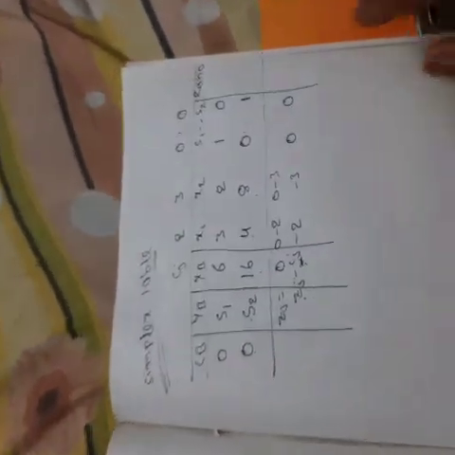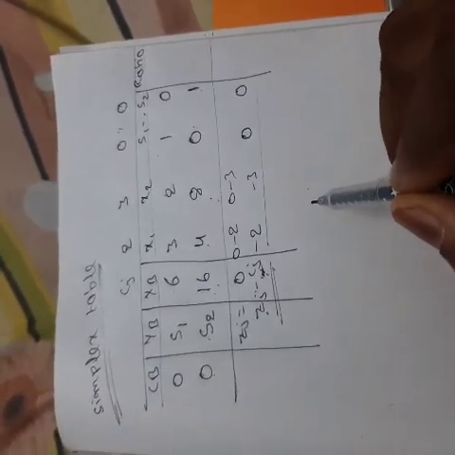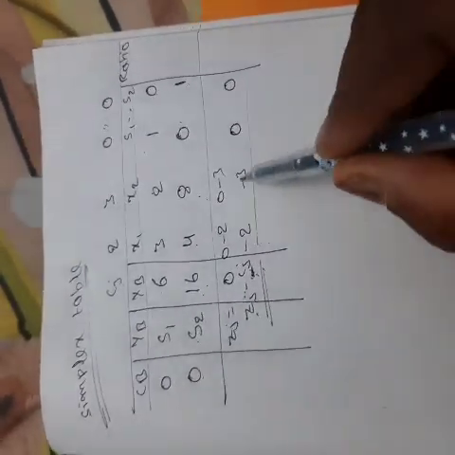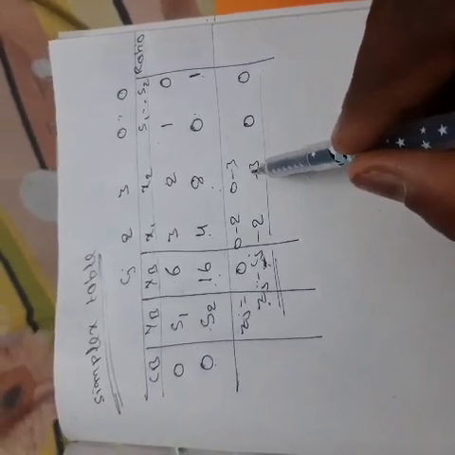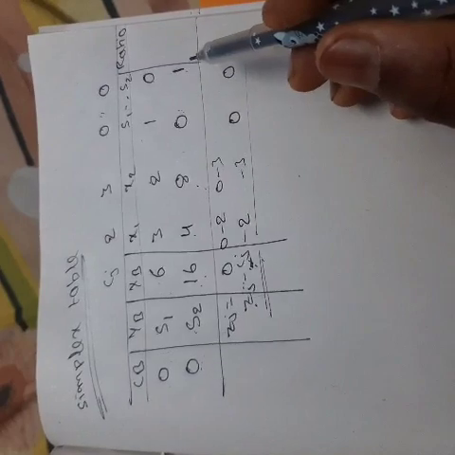Therefore, the problem will be completed only if all the Zj minus Cj values are non-negative. If there is at least one negative term, the process must be repeated until there are no negative values. So there are two negative values.